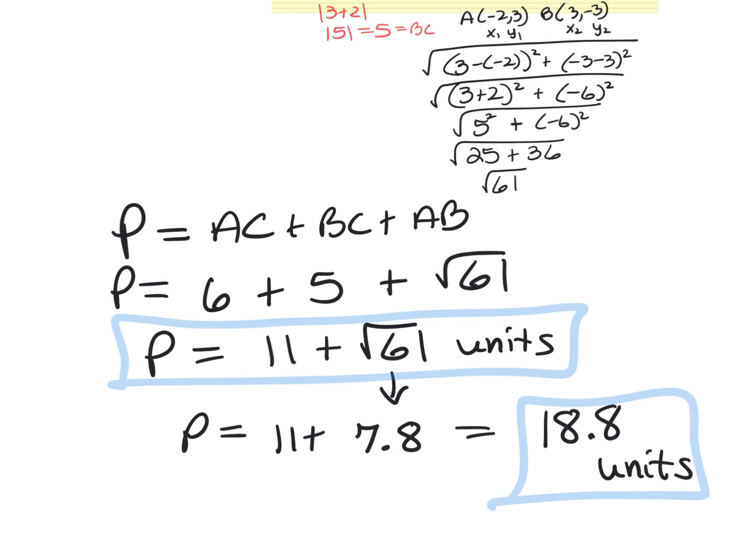Traditionally, we didn't use calculators, so we would have left it the first way. But now that we've transitioned to the online homework, a lot of the questions need a calculator. So you would have just done it this way and left it as 18.8.